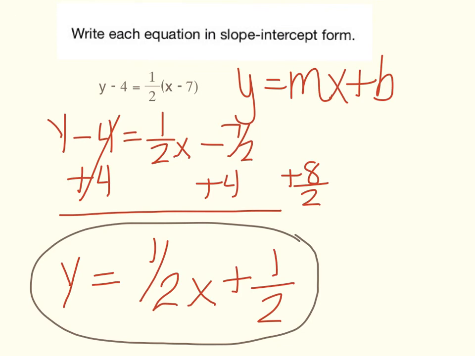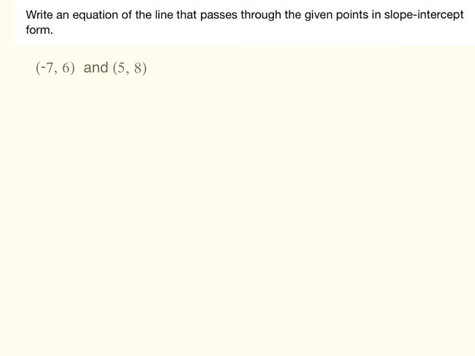That was much easier. All right, lastly, you may be asked to write an equation of a line that passes through 2 points in slope-intercept form. So you still want to model this equation, y minus y1 equals m times the quantity x minus x1. However, you know an ordered pair, you can use either the ordered pair negative 7, 6, or you can use the ordered pair 5, 8. It doesn't matter which one you choose, but you do not know your slope. You don't know m.